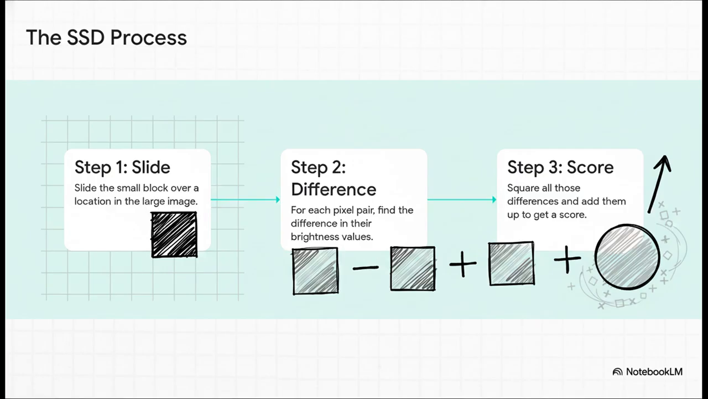So first, you slide the small block over a potential spot. Then, for each pixel that's overlapping, you just subtract its brightness value from its partner. And finally, this is the key part. You square all those little differences, and then you add them all up. Squaring them is the secret sauce here. It gets rid of any negative numbers, and it really penalizes the bigger differences, which makes the best match stand out that much more. That final number, that's your score.